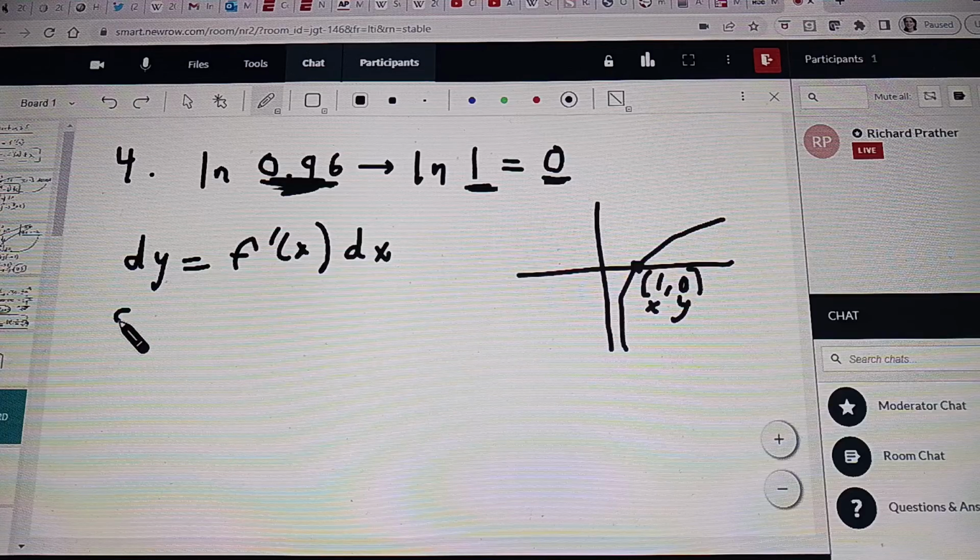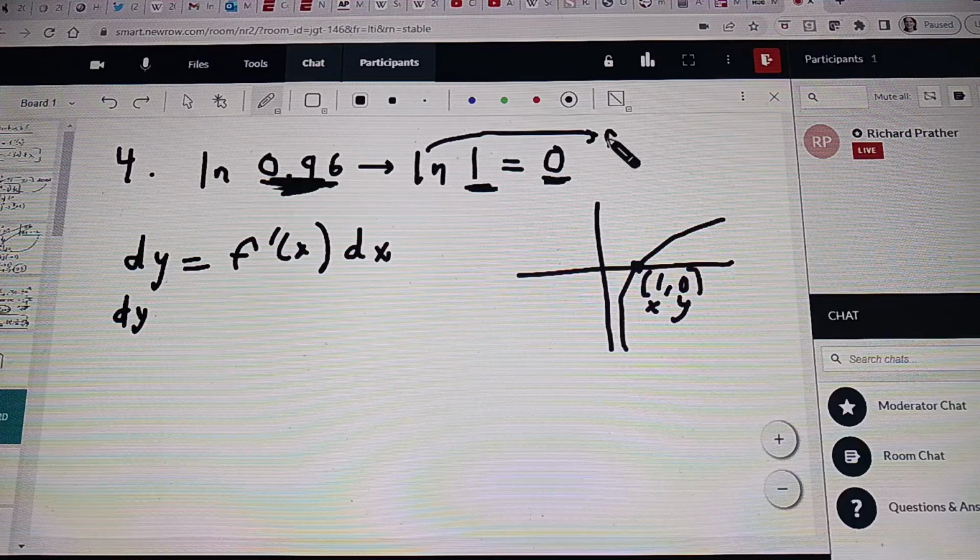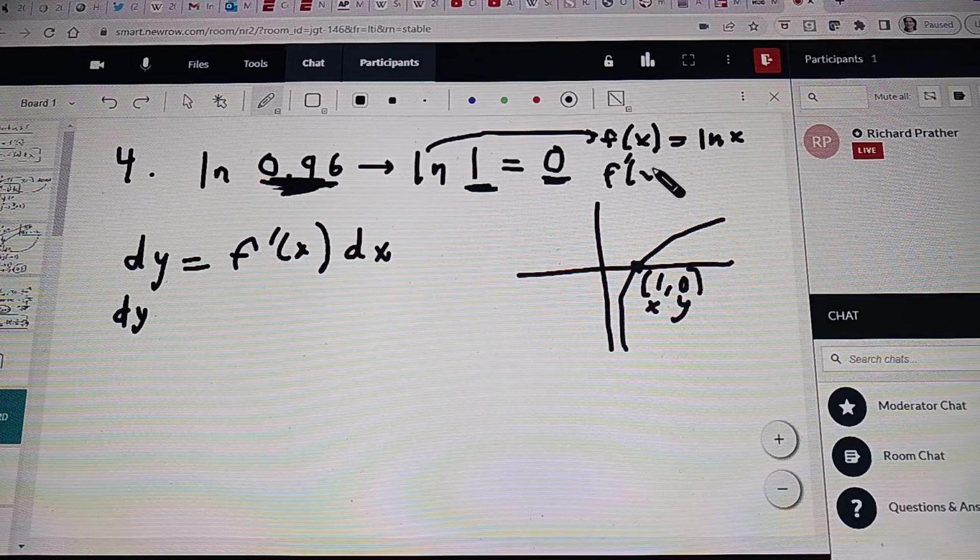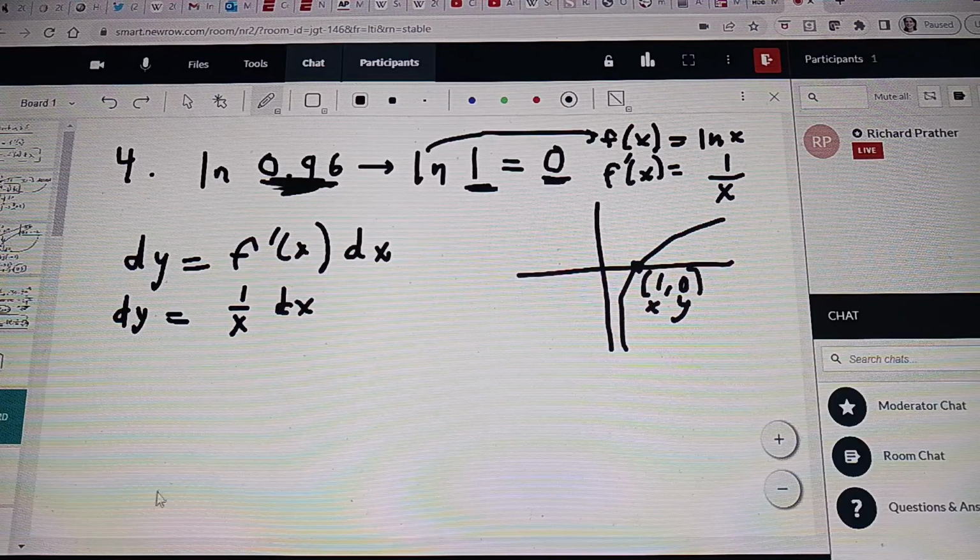So dy here would be, the original function is just natural log. So f of x is natural log of x. The derivative of that is 1 over x. That's one of the derivative rules we learned back in chapter 4. The derivative of natural log of x is 1 over x. Okay, so then I'm going to use x equals 1, just like before we did x equal to 100.